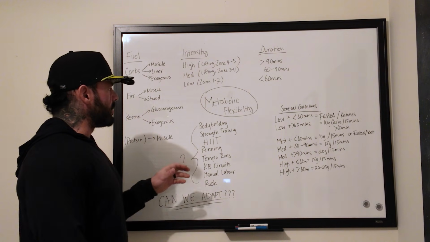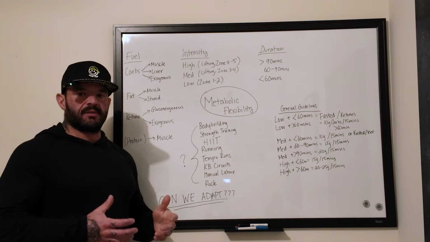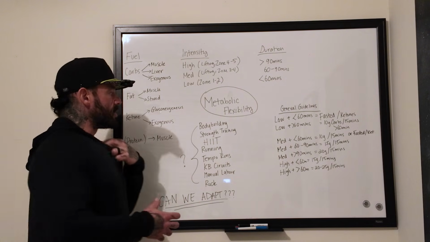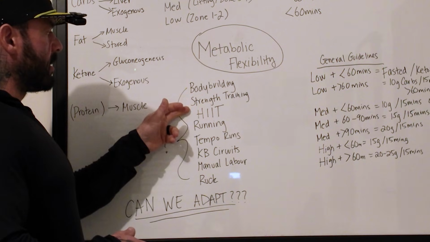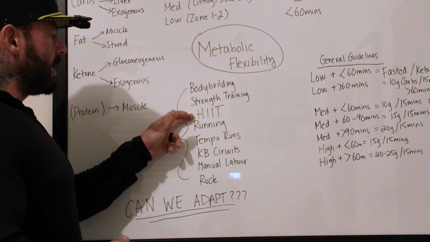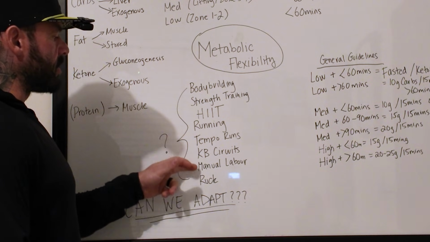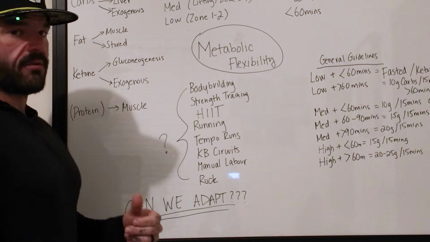So when we're talking about the different types of training that we do, I took you through a number of different exercise modalities. So I did some strength training. Today I'm going to do a bodybuilding workout. I did some HIIT training on the bike. We did some running. We did some tempo runs. We did kettlebell circuits. We did manual labor. And then today I also have a ruck.